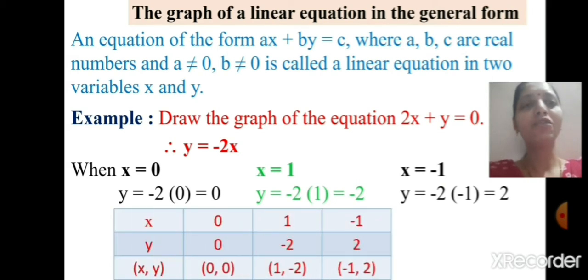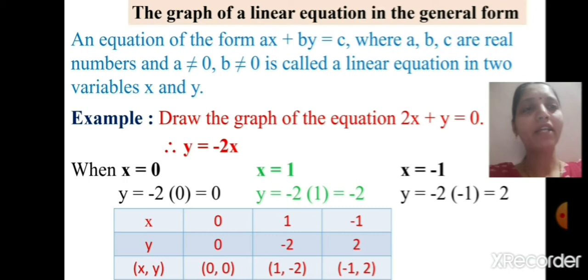So here you have to draw a table where you will write all the values of x which you have assumed and all the values of y which we have found out. And also you have to write those values in the form of ordered pair. That means the x value, the x coordinate, you will write first and then you will write the y coordinate.